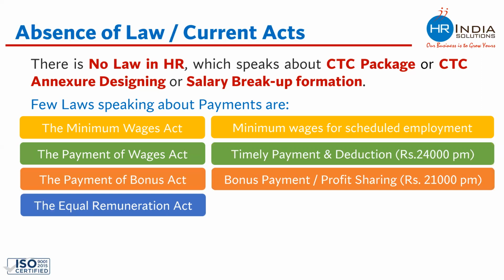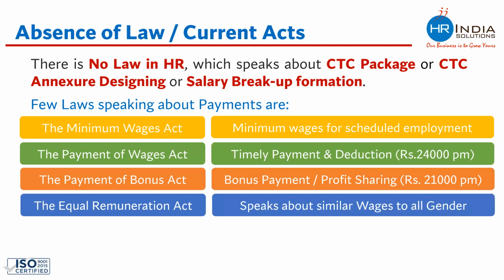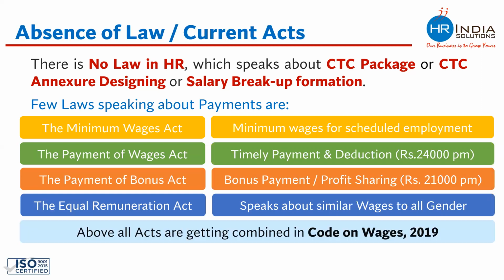The labor law by the name of Equal Remuneration Act says that payment should be similar for all genders for the same kind of work. On the basis of gender, you cannot have any discrimination as far as salary or wages is concerned. The new labor law, which went on hold, which was supposed to come in 2020, then 2022 as well, but things are on hold. Whenever that new labor law comes, all these four labor laws would be combined into one, and that would be known as the Code on Wages 2019.